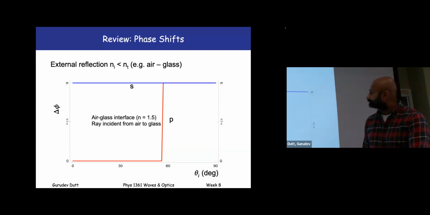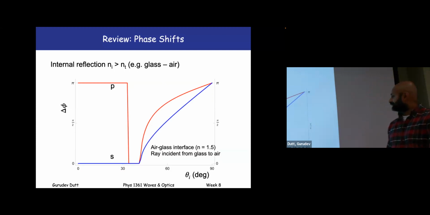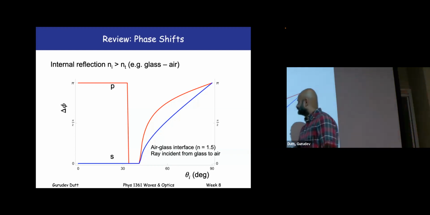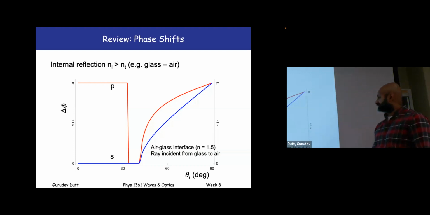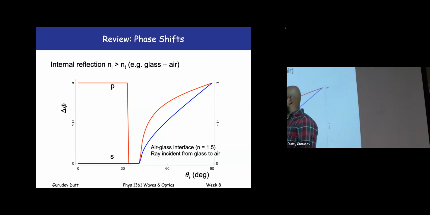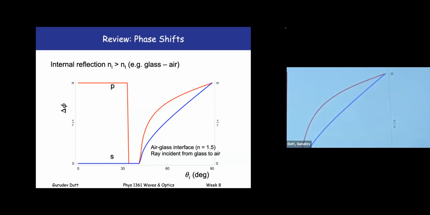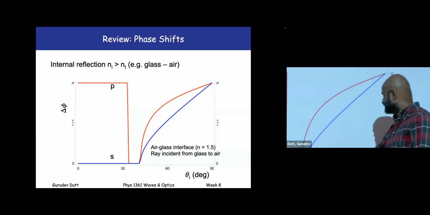anti-parallel to the incident beam. Okay. Now for internal reflection, the situation is a little bit more complicated. Again, when we start out, we have that RS is now greater than 0, meaning the phase shift is 0, and RP is lesser than 0, which means the phase shift is pi from that graph that I showed you. But then there are two different situations.